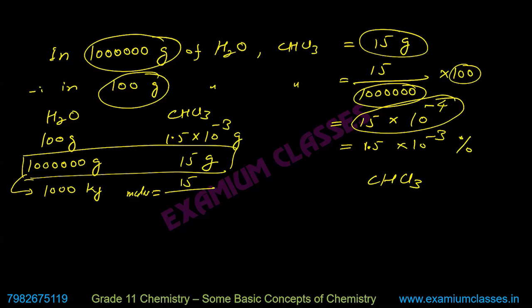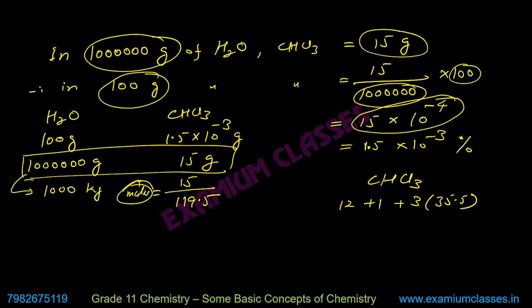CHCl3 molar mass will be 12 plus 1 plus 3 times 35.5, that is 106.5, so 119.5. This will be moles. Up to here, any confusion, let me know. Why am I doing so? Because I am calculating molality. Molality is number of moles divided by mass of solvent in kg. That's why I am doing so.